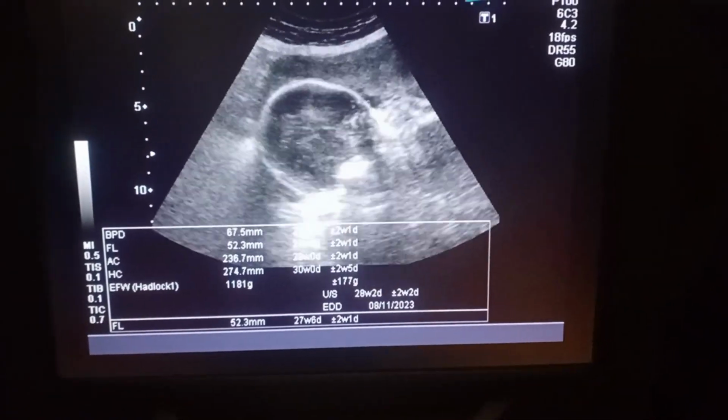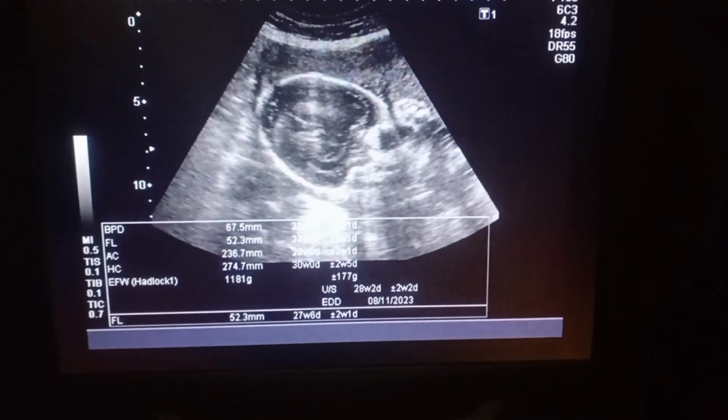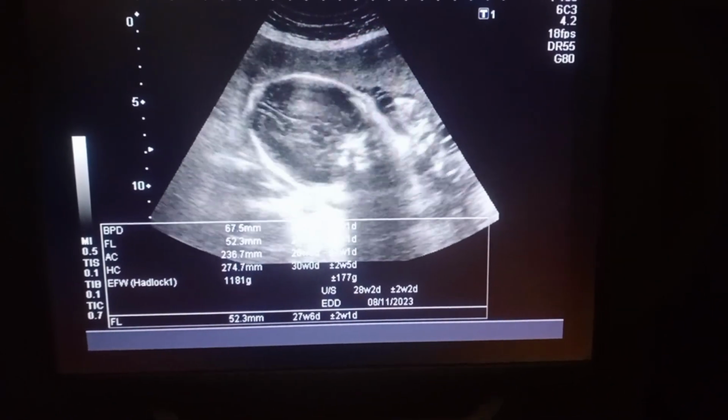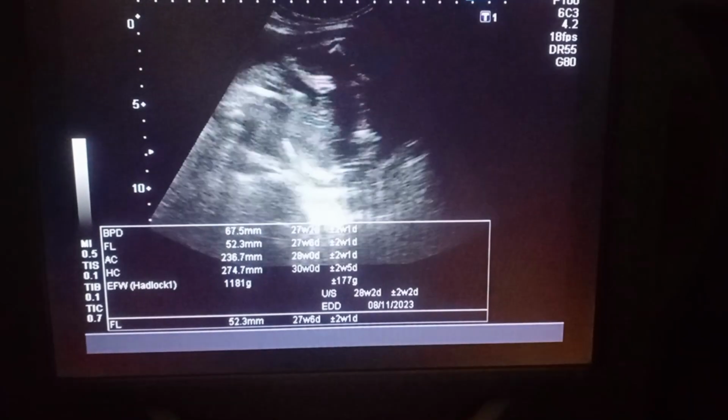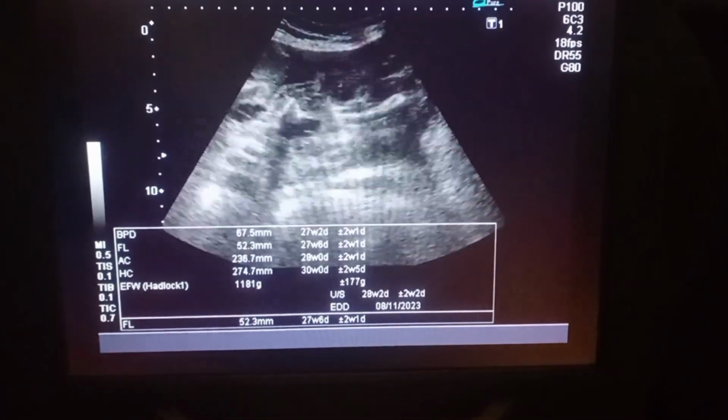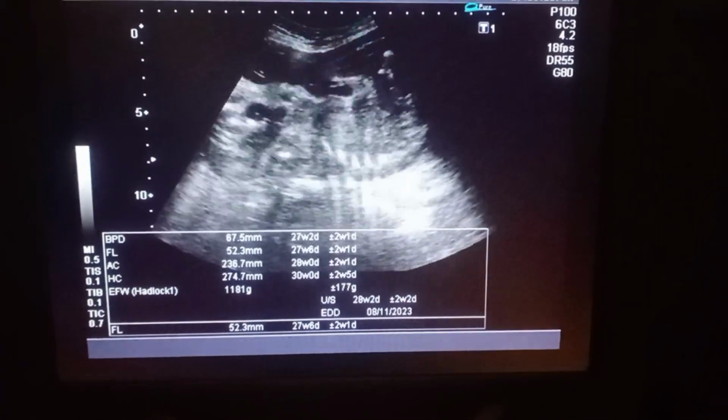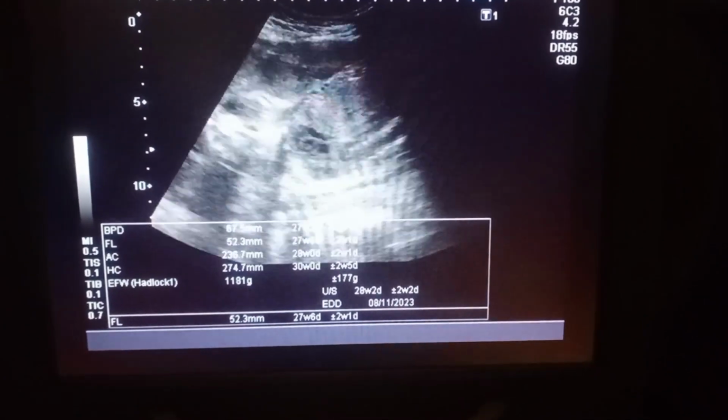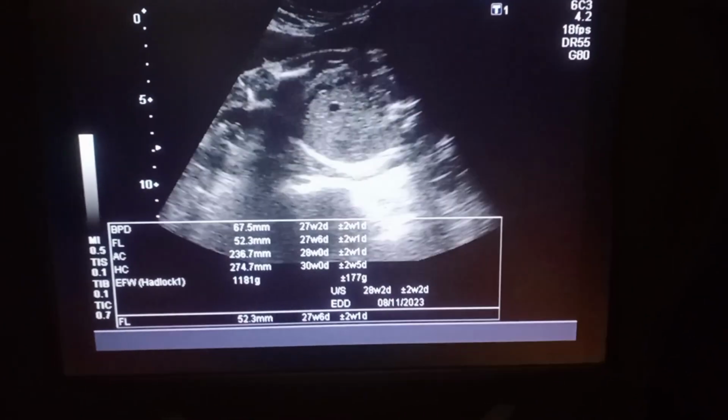So she is having breech baby with oligohydramnios and she is on 27-28 weeks with pain in the lower abdomen and she is previous three.